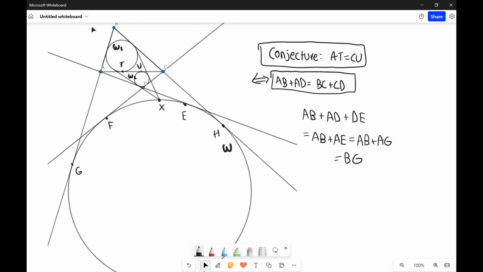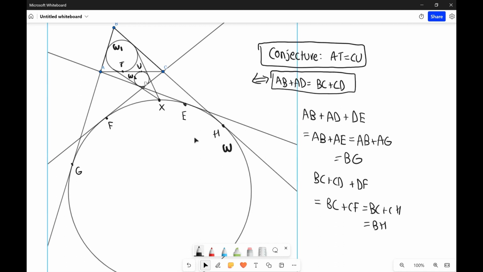And now we can try using something similar for BC plus CD. We have BC plus CD plus, in this case, DF, which is equal to BC plus CF, which is BC plus CH, which is BH. But now we recognize that BG is equal to BH. So therefore we know that these two quantities are equal. And we also know that DF is equal to DE. So these two cancel out, and we indeed have AB plus AD equal to BC plus CD. And therefore our conjecture holds.